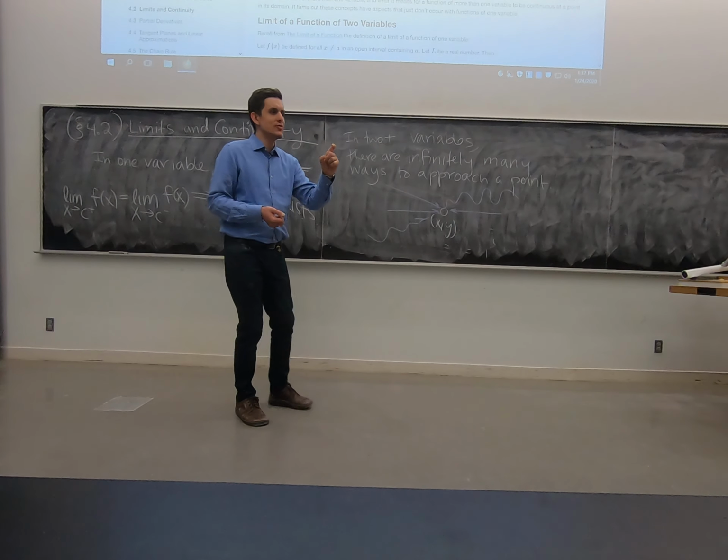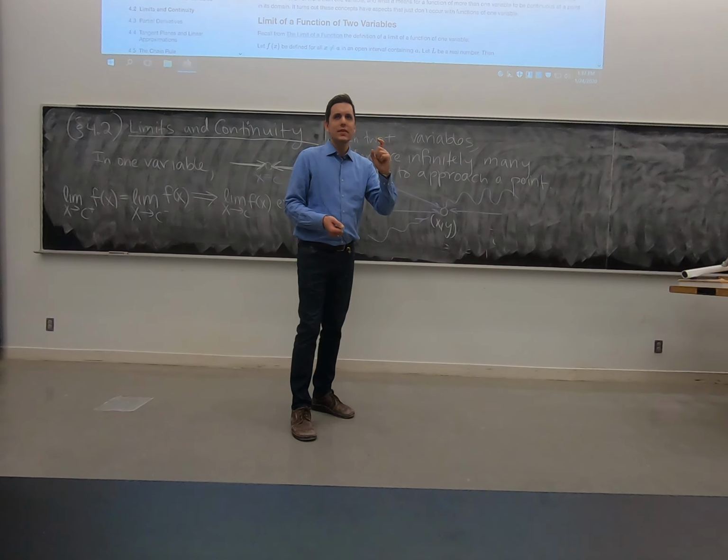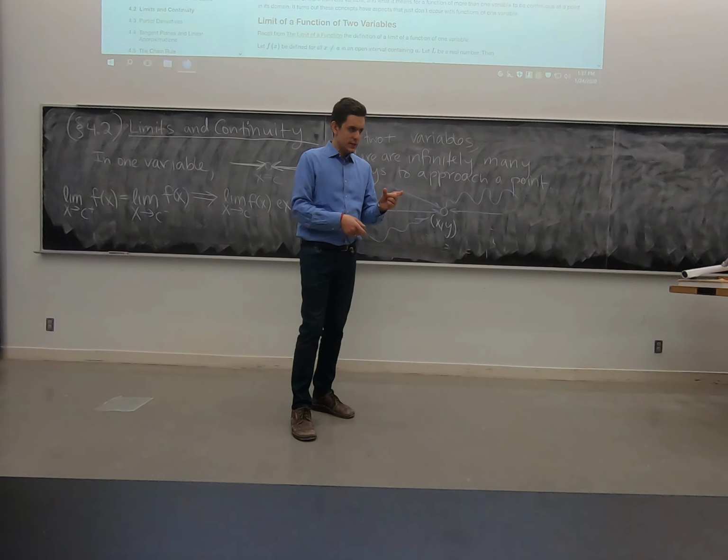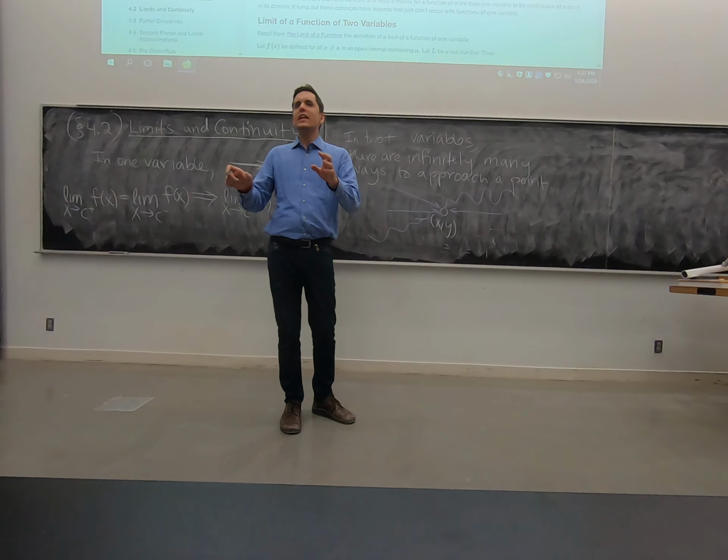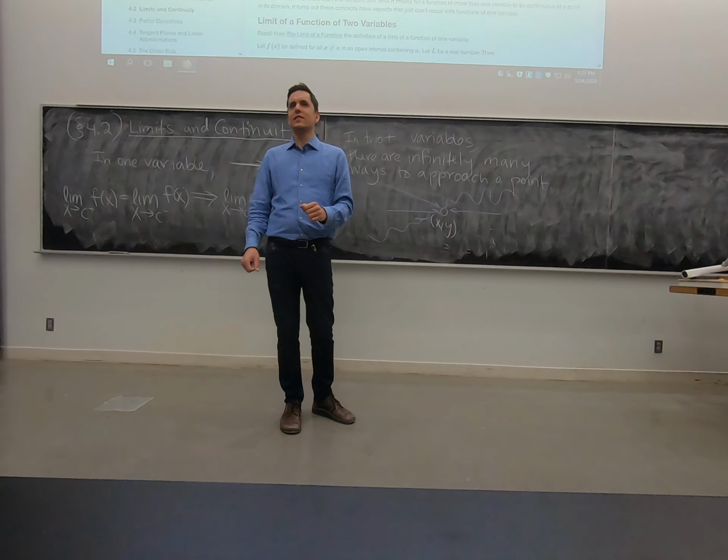So just to let me rephrase, there's infinitely many paths to check for the limit to exist. If two paths do not agree, the limit does not exist. Did I get that correct? Yeah. Okay. Can we all just say that together? There are infinitely many paths.